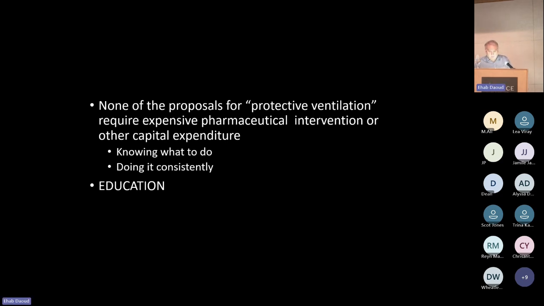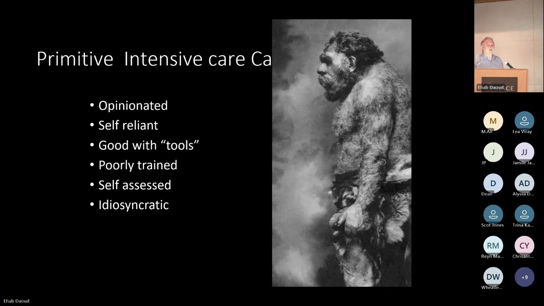So the primitive intensive care specialist, when we started, was opinionated, self-reliant. They were good with tools. They were good with their hands. They liked doing procedures, putting chest drains in, if you worked with Rob's old unit. They were often poorly trained. They were self-assessed. They knew what they were doing, and the egos were big. They often had idiosyncratic mechanisms of dealing with it, which they'd learned by experience, which was not necessarily a great teacher. And this has been the case for many years.